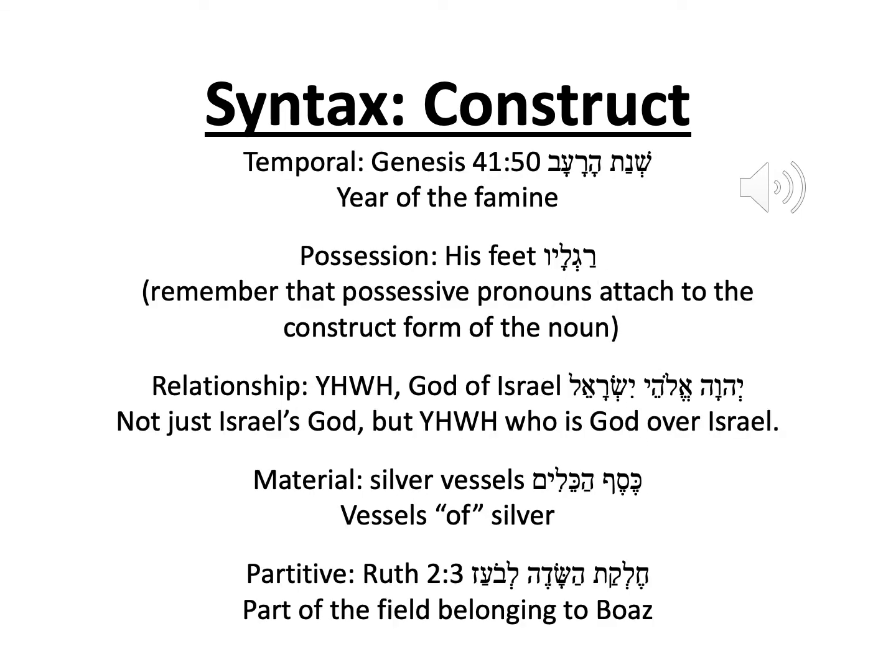It's also possible for genitives to be used temporally, such as here in Genesis 41:50, the year of the famine, although really the genitive is just describing what year, explaining what shanah is, telling us what year it was. It was the year of the famine, so what kind of year. We also have a possession, raglav, his feet, because we remember that possessive pronouns attach to the construct form of the noun. Instead of regel, we have raglav, which is the construct form of regel with the 3ms possessive pronoun attached, feet of him, his feet. We can also use a genitive to indicate relationship.